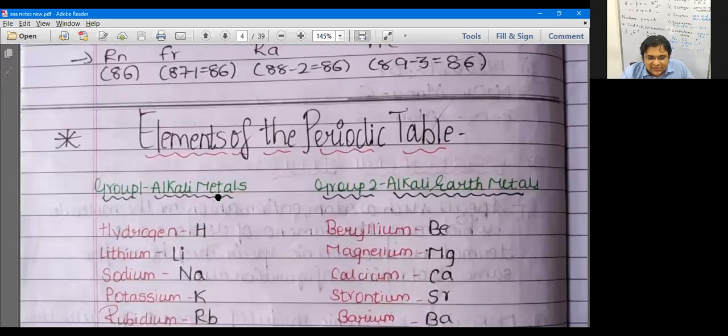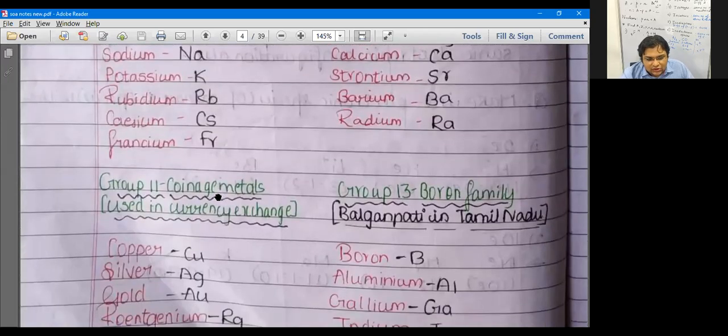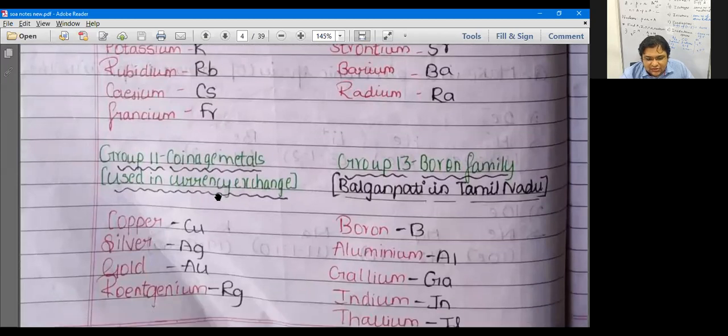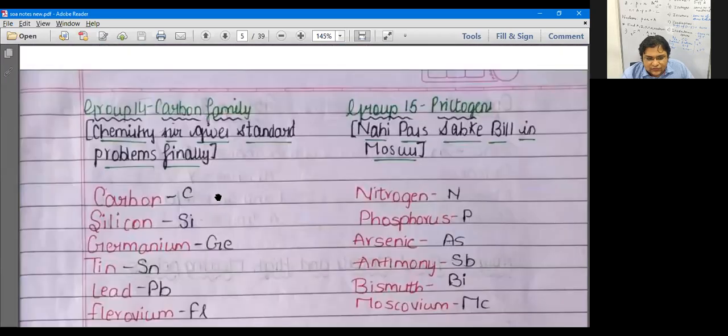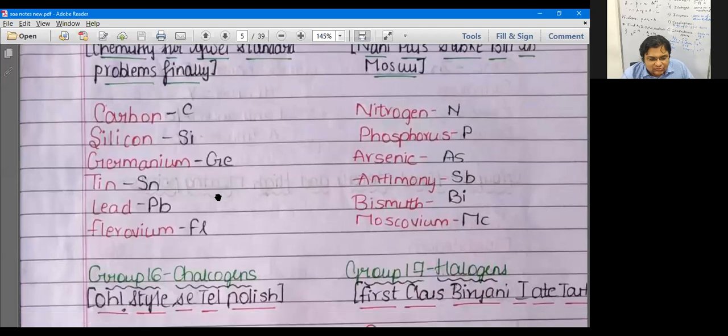Guys, do we know these elements also? Group 1, group 2, look. Do we know the group 1, group 2 elements? Group 11 over there, coinage metals used in currency. Take a look, and if you have missed any elements here, please write them down.